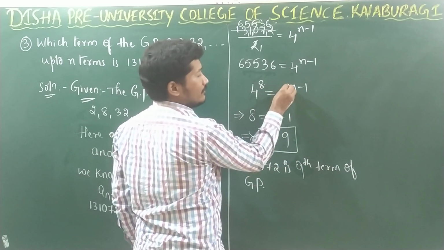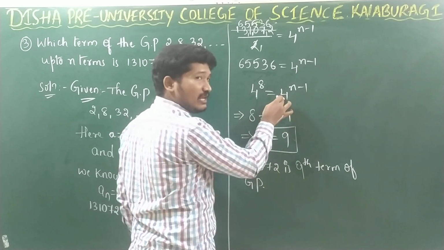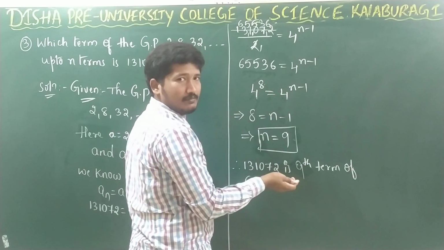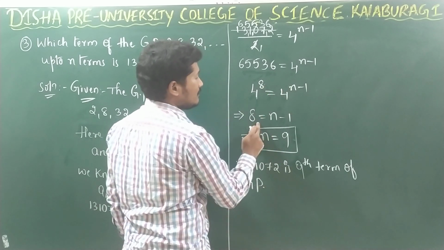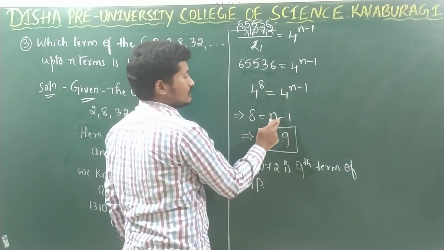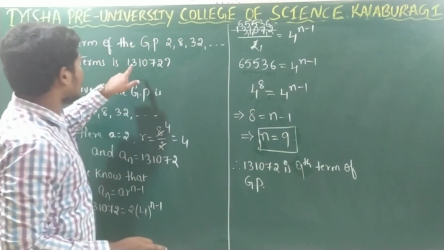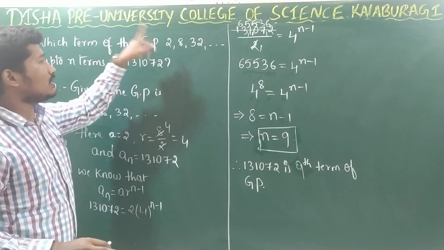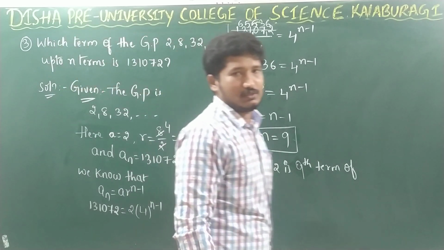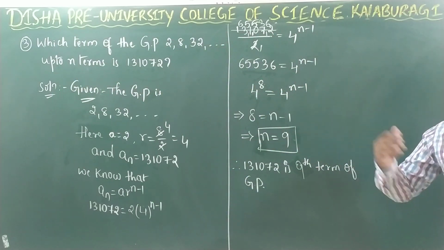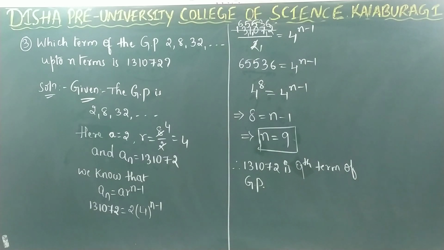When powers will be the same. Right? Why? Because bases are the same here. Bases are the same means the value will also be the same. So powers must be equal. So 8 is equal to n minus 1. So n is equal to 9. So the 9th term is 131072 in the given geometric progression. So I hope you understood. Right? So now let us move on to the next question.